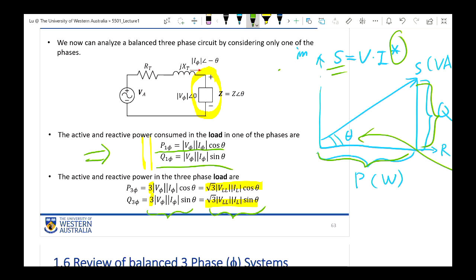But why do we have to change 3 to square root 3 when we use the line current? The thing is pretty simple, so I keep writing here anyway. First of all, from the middle part of the equations, we can divide this number 3 into square root 3 times square root 3. That's square root 3 multiplied by square root 3 V phi I phi.